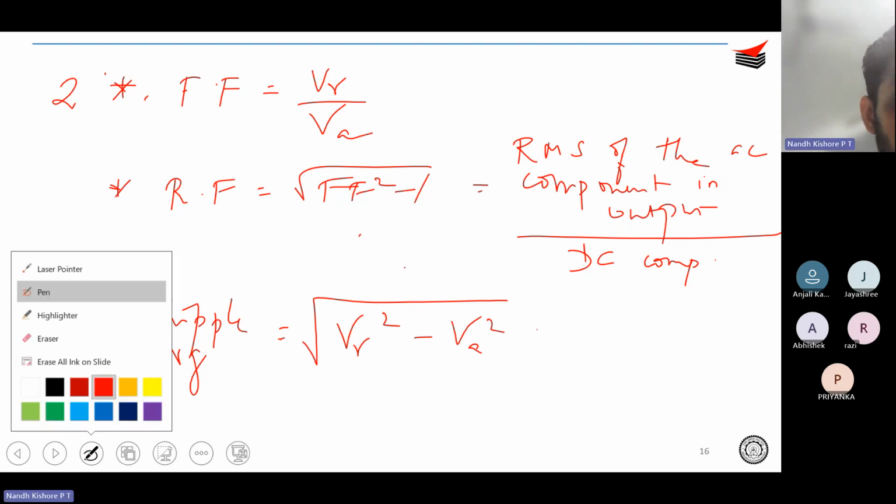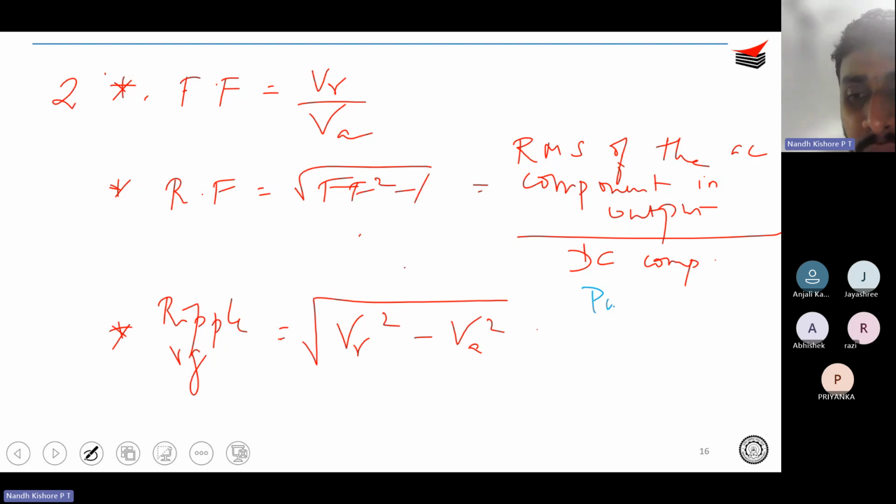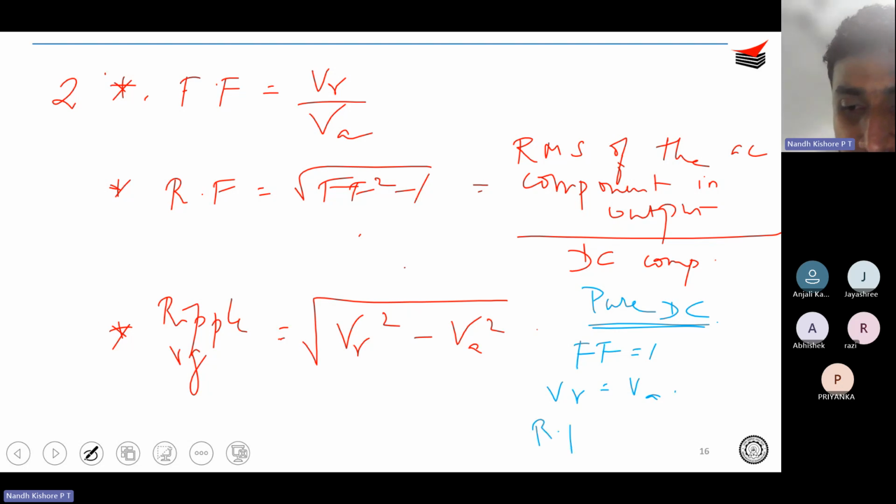If you have a pure DC, then the form factor is 1. That is, V RMS is equal to V average. And then the ripple factor is 0. There is no ripple at all. Therefore, the ripple voltage is also 0, obviously. Ripple is equal to 0 for a pure DC.